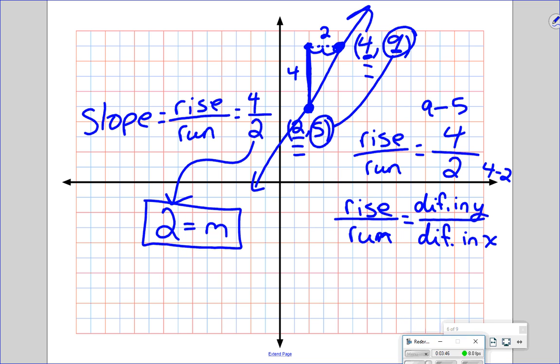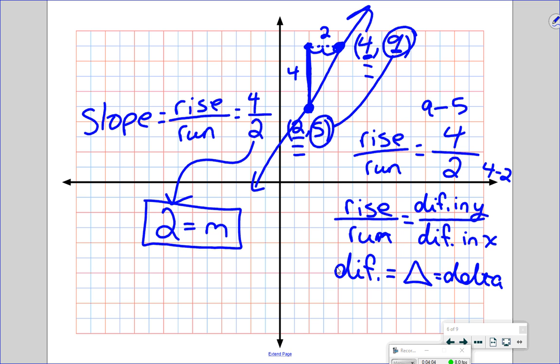So when we're calculating this rise over run, it's the difference in y over the difference in x. The word difference is often represented with a triangle symbol that represents delta. Delta is just another symbol that means the difference. So another way you'll see this written sometimes is that the slope is represented by delta y, that's a shorthand way of saying the difference in y's, over delta x, the difference in x's. So just another symbol that you need to be aware of. Delta, that triangle, just means the difference.